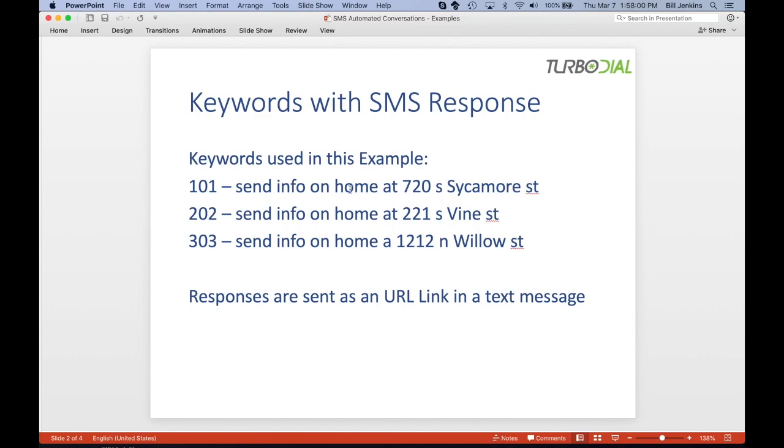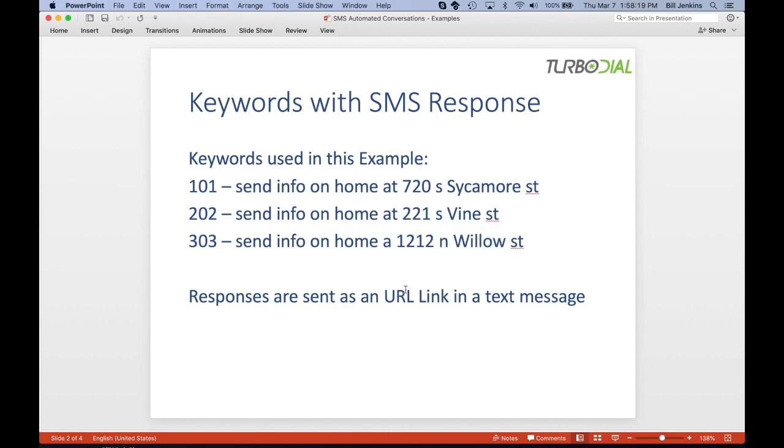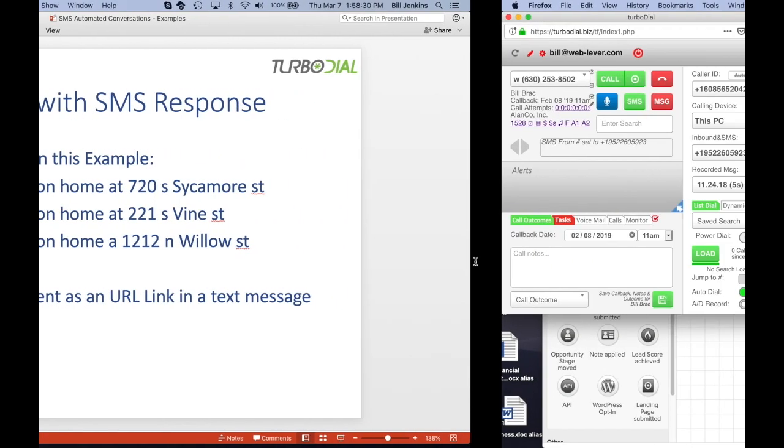address. And the idea is if someone texts the keyword of 101, they're going to want information about the home at this address. Likewise, 202, they're asking for that address. 303, they're asking for that address. And we're going to send that information back to them as a URL link in a text message. This is a pretty simple example to set up with an SMS automated conversation in TurboDial. So let's go do that now.